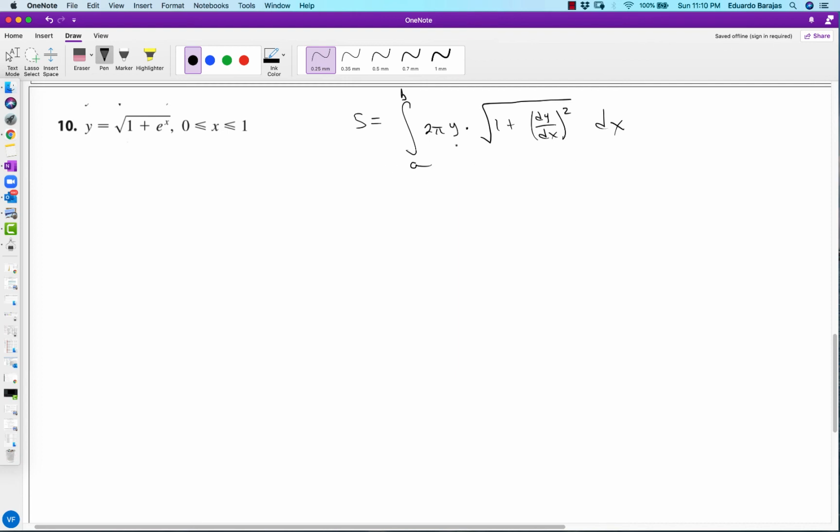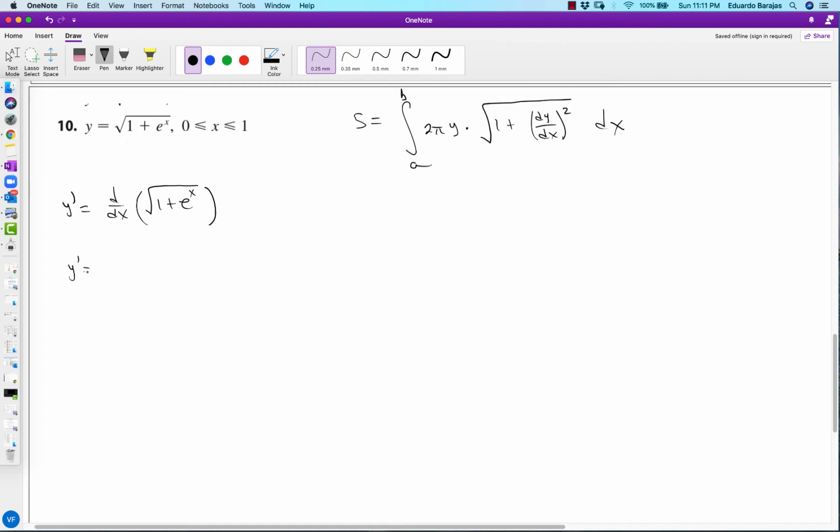Okay, so the y, I got that. So I got to figure out what this whole thing is right in here. So let's figure out the derivative, and then let's figure out what the square root of 1 plus the derivative squared is. So let's come over here. Let's find the derivative. So I'll use the notation y prime is equal to the derivative of this, d/dx of the square root of 1 plus e to the x.